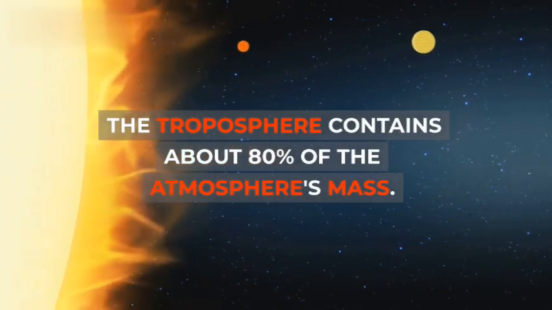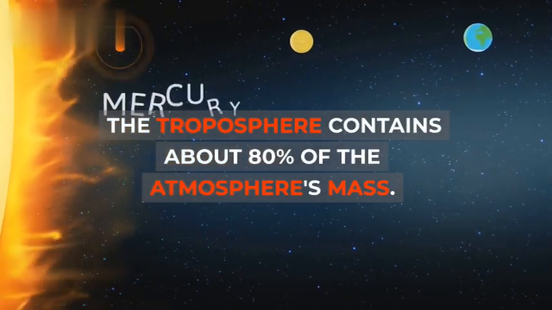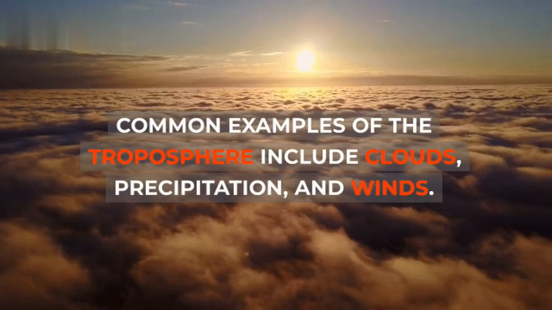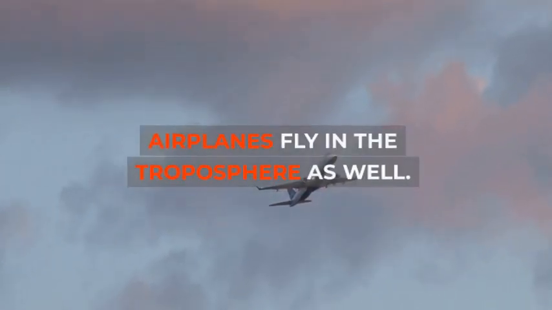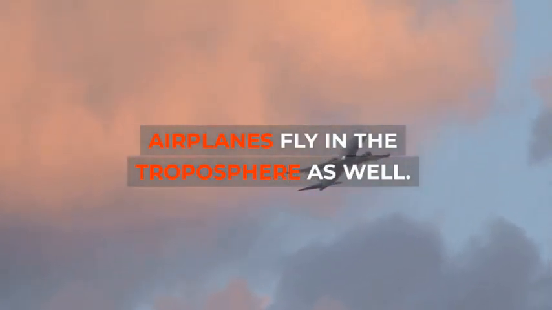The troposphere contains about 80% of the atmosphere's mass. Common examples of the troposphere include clouds, precipitation, and winds. Airplanes fly in the troposphere as well.